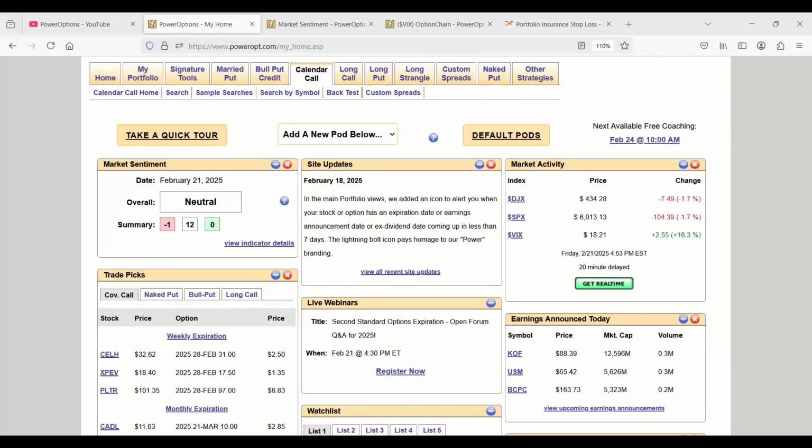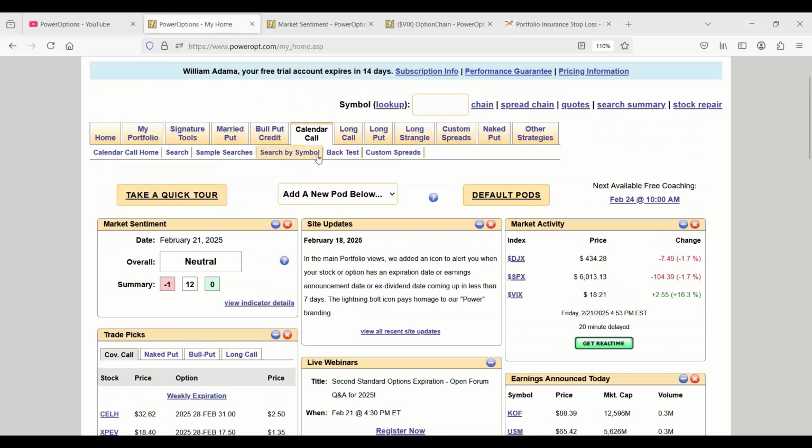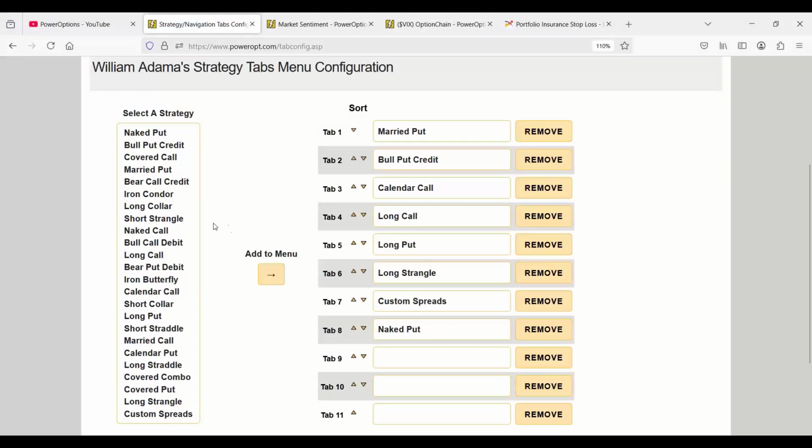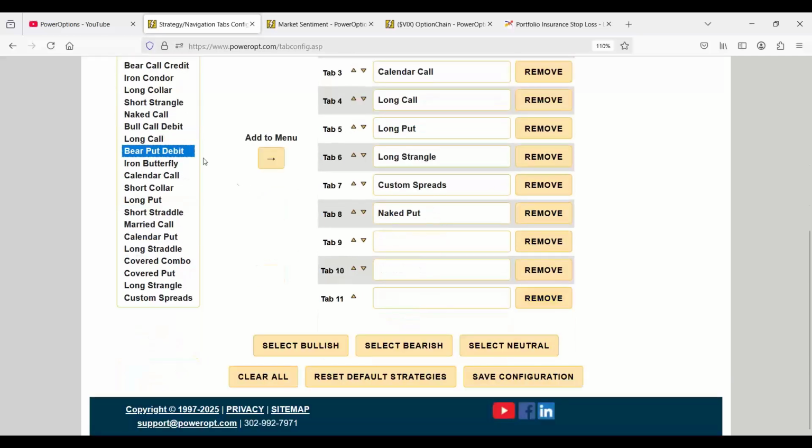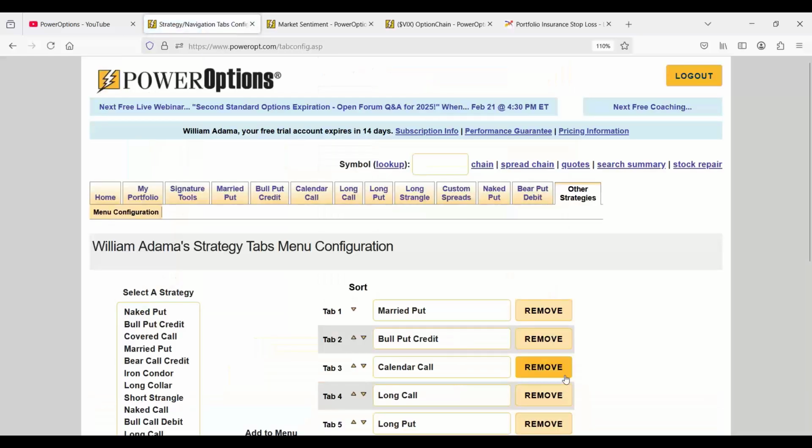Coaching session this morning. A gentleman who's looking for not protection, but looking to profit on bearish spreads. All right, so let's go ahead and go into other strategies. We're specifically talking about bear put debit spreads at this time. And let's go ahead and add that into our menu and save our configuration.